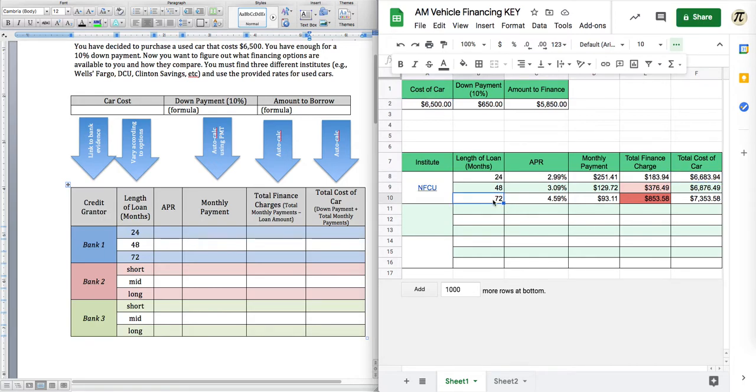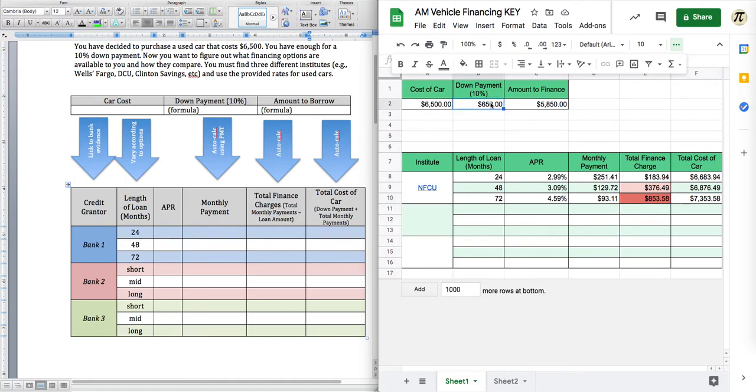And the same thing here. If I borrow for 72 months, that's 6 years, it's a higher percentage rate. My monthly payment is significantly lower, but notice I'm paying almost $900 to borrow that money. So look at the cost of the car now, $6,500 compared to $7,353. So the benefit of the spreadsheet is that it also lets me adjust things really quickly.